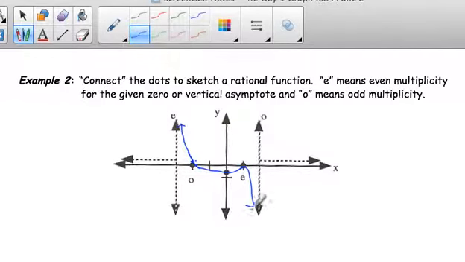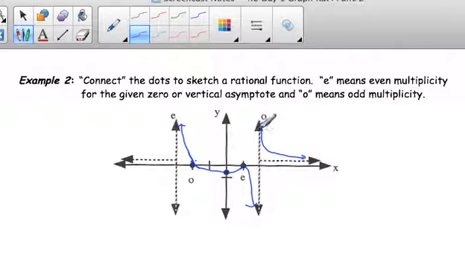The vertical asymptote with odd multiplicity means that the graph is not going to pass through it, but the ends are going to cross over to the opposite side. So because the graph was shooting downward to the left of this vertical asymptote, it's going to be shooting upwards on the right side, and then our graph is going to approach the horizontal asymptote as x goes to positive infinity.